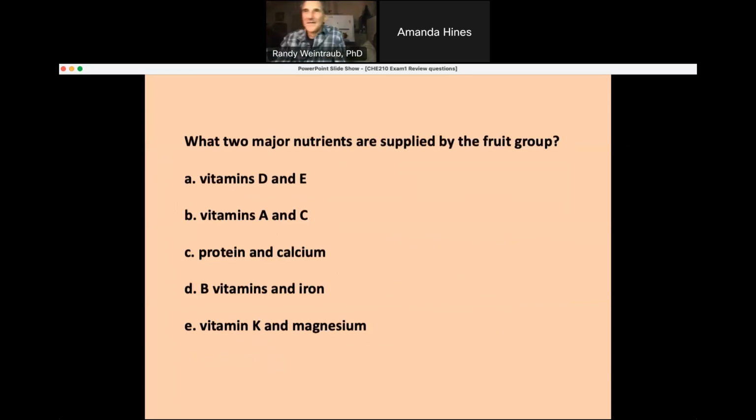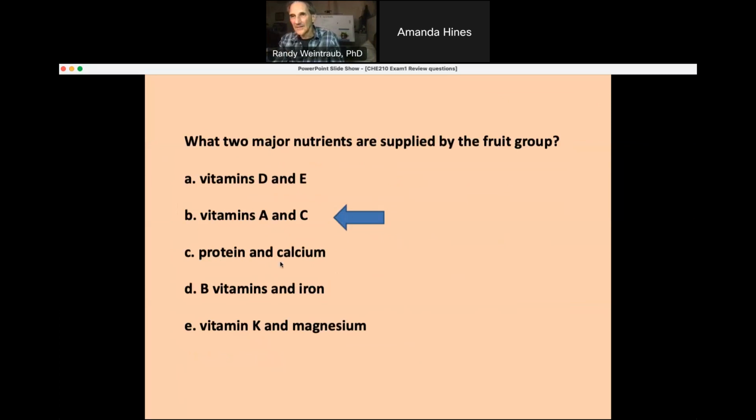Two major nutrients in the fruit group. So there was an overview of vitamins in chapter 2. Just a brief overview. We'll go into them much more in depth. But vitamin A and C. So interestingly, you should be able to associate these with fruit.